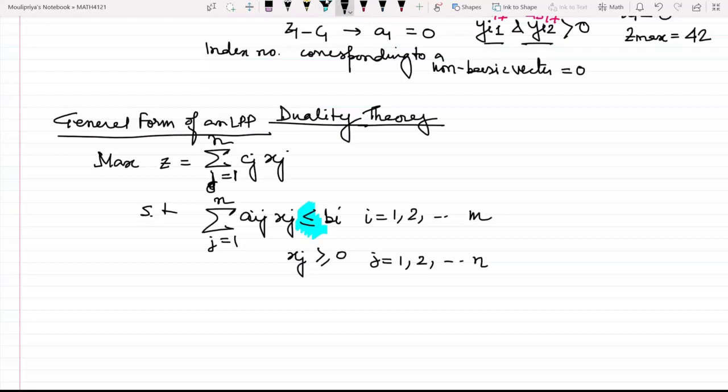Now, by the dual of this problem, we mean the representation of the problem just the other way around.